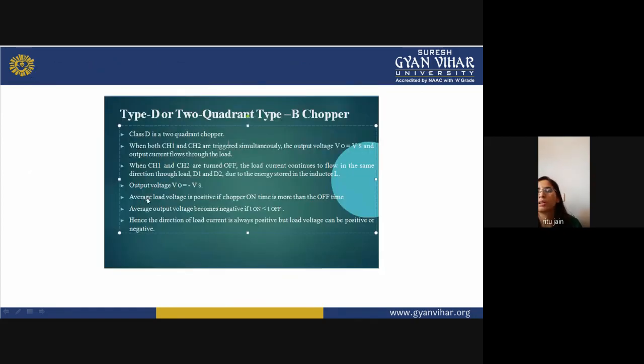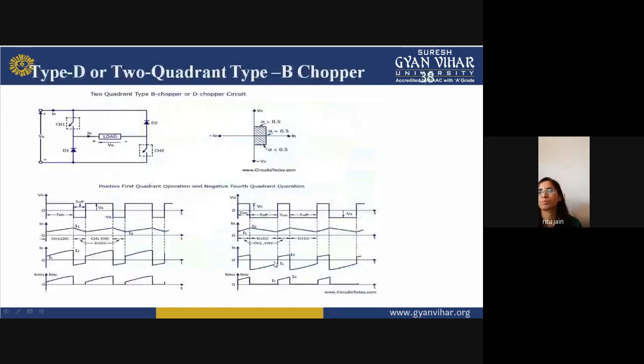So the output voltage V0 is equal to minus Vs, and the average load voltage is positive if the chopper on time is more than the off time. So average output voltage becomes negative if T on is less than T off, meaning the chopper will remain on for lesser time as compared to its off time. Hence the direction of load current is always positive, but load voltage can be positive or negative.